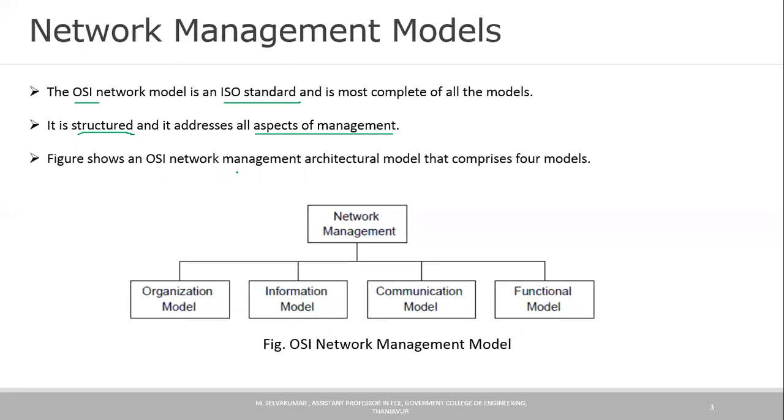The figure below shows the network management architectural model of the OSI, which comprises four models: the organization model, information model, communication model, and the functional model. Now let us discuss each model individually, with an overview of each model in the next slide.